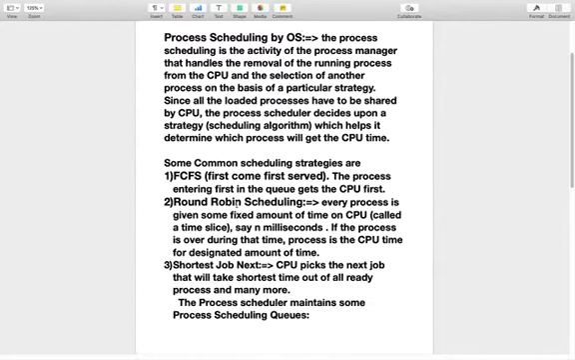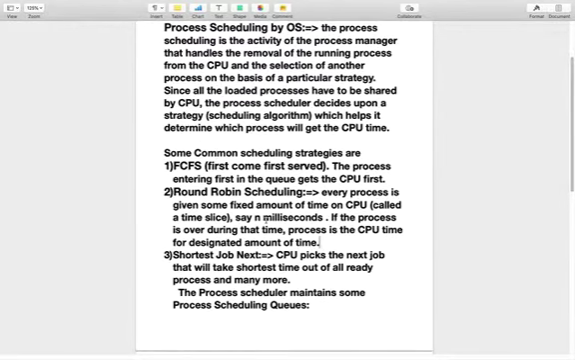Our second is round robin scheduling. Round robin scheduling is very important. Every process is given a fixed amount of time on the CPU called a time slice, say n milliseconds. Like if we have 5 processes and every process gets 5 seconds of CPU time, then if the process is over during that time, it leaves the CPU. After a particular time, the second process gets into the CPU and does its task for a particular time period, or time slice. Then again the next process comes and uses its time slice to perform its task on the CPU.